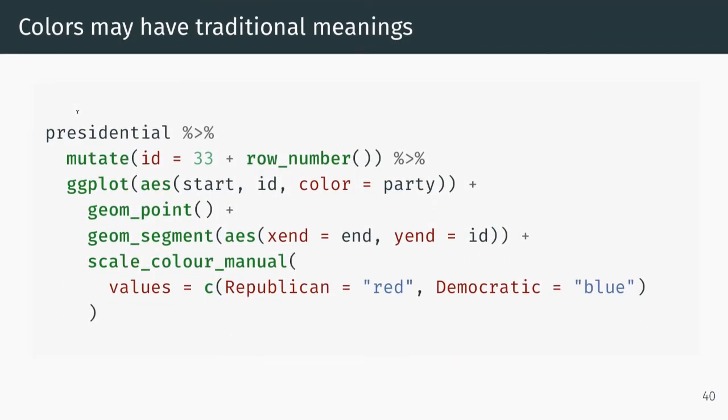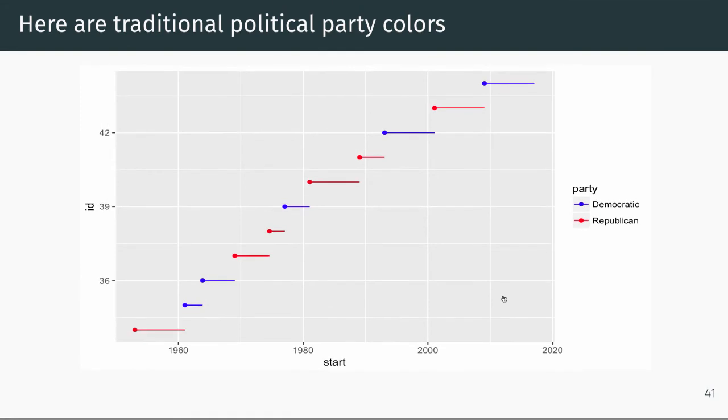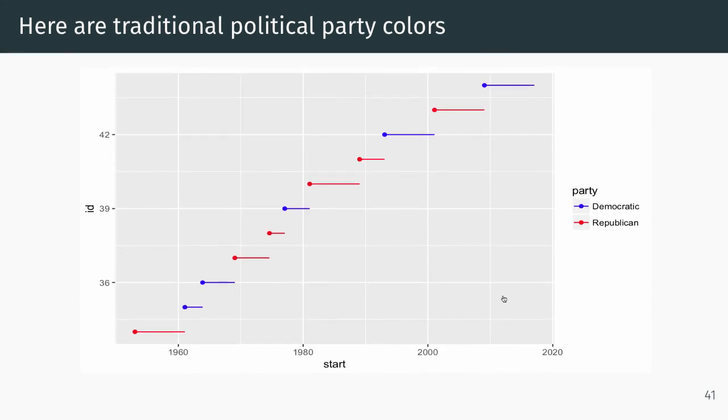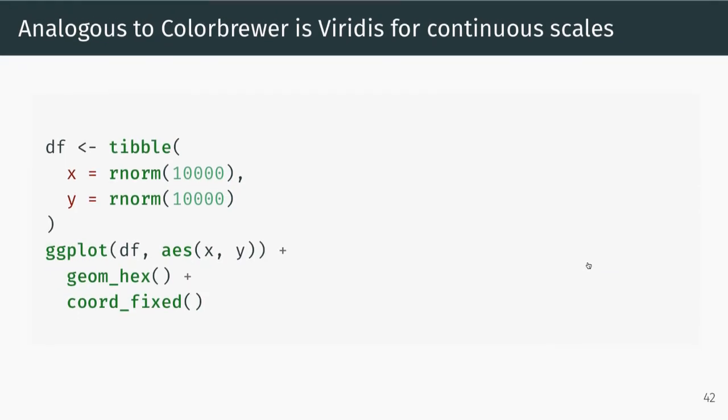We might also, though, want to use colors for their traditional meaning. So if we look at the presidential data set again, and we do the exact same thing that we did before, only this time we take the color scale and change it to red for Republican and blue for Democratic, and we see all the presidents' terms highlighted in the color that's traditionally used to represent their party. Although when I say traditional, that tradition has only been going on, I think, since like the 1980s or something. So it's a fairly new tradition, as traditions go.